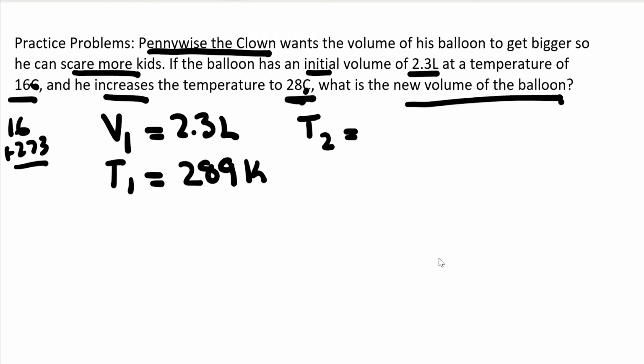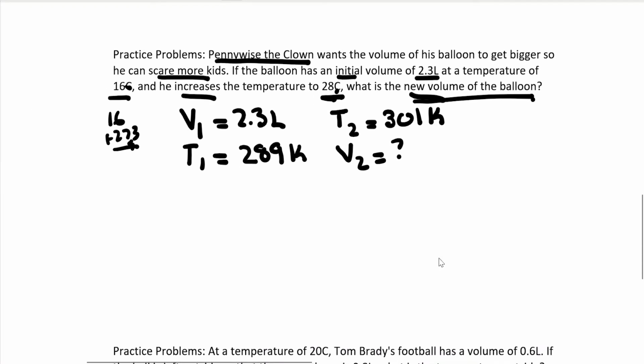So 28 plus 273 over here is going to give us, some quick math, 301 kelvins. All right, and we're trying to solve for the new volume. Whenever you hear the term new, it's going to be V2, or the second volume. So how do we use our equation to help us solve this?